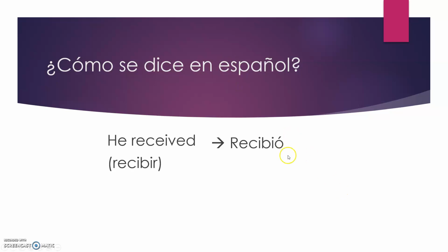Again, that last accent mark can help you remember that this is like a jump back into the past. It's something that happened suddenly.